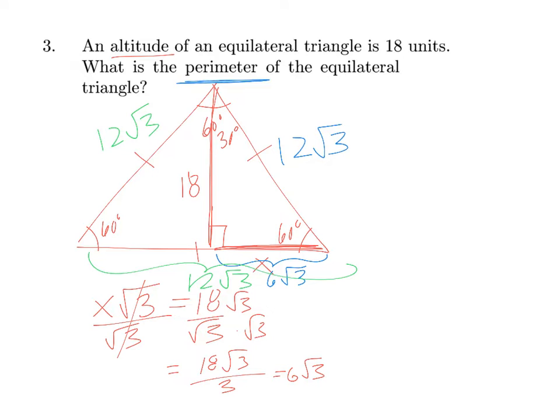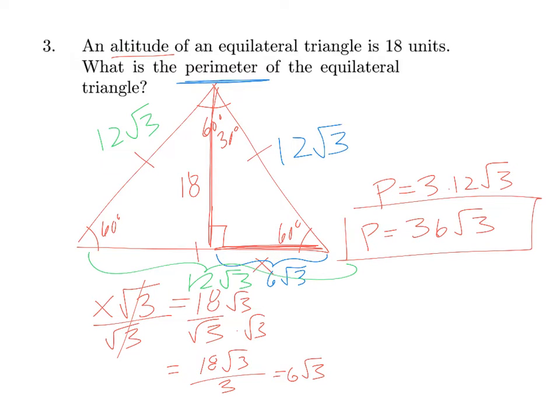So the perimeter will be equal to 3 times 12 square root of 3, which is 36 square root of 3. Or you could do 12 square root of 3 plus 12 square root of 3 plus 12 square root of 3, which is 36 square root of 3. Either way, you get the same result. All right, done. And we'll say units here.